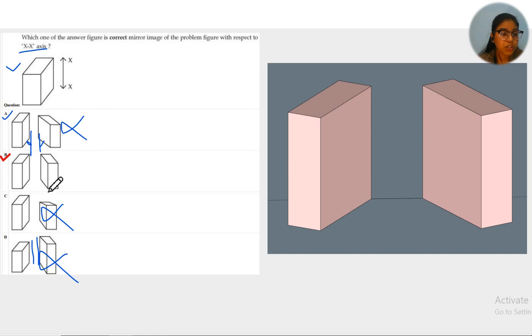But if we look at option B, we can say that it is perfectly placed and it is the correct mirror image. Things are running parallel to each other. So this is your correct answer. This is your option B.